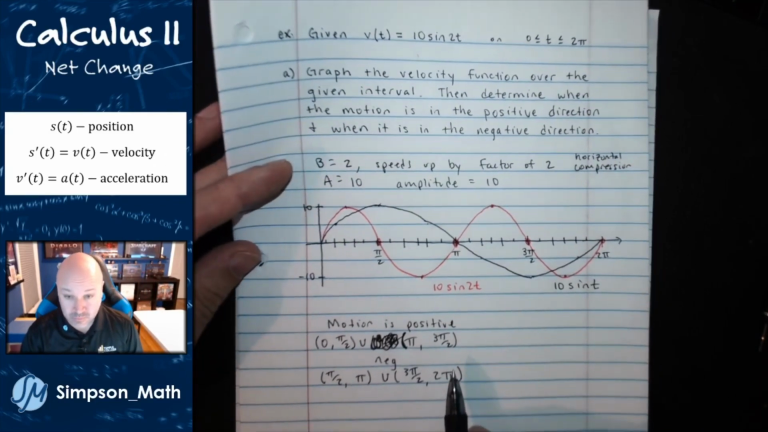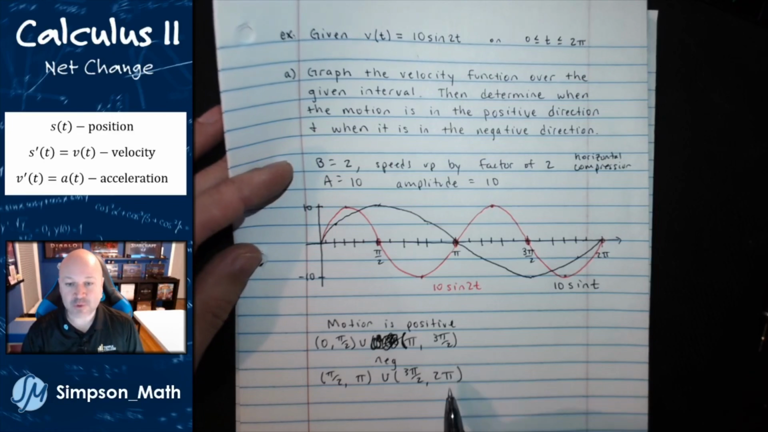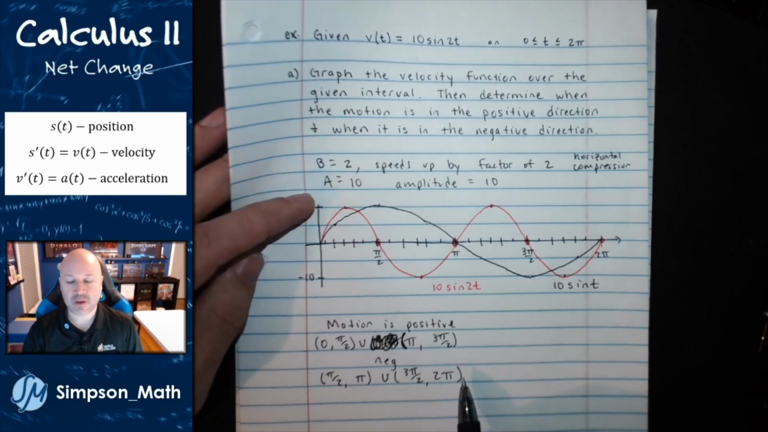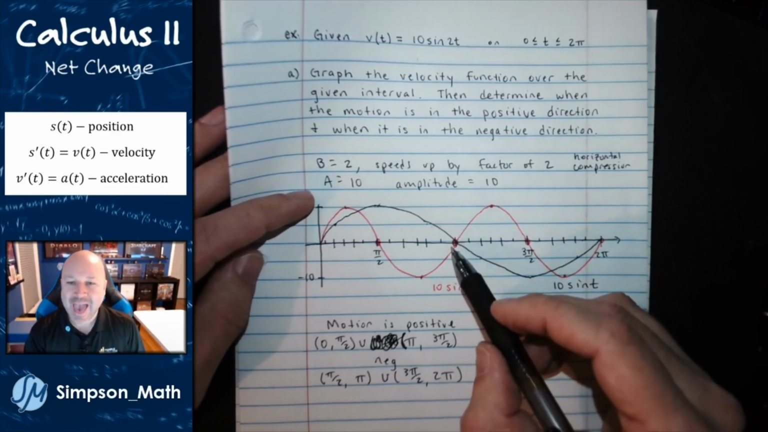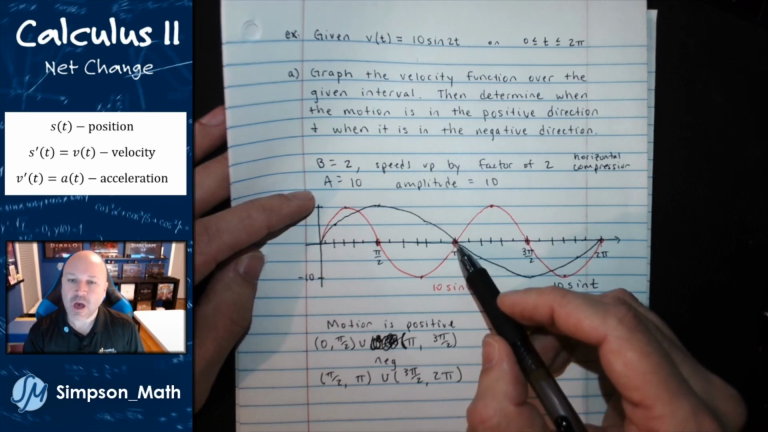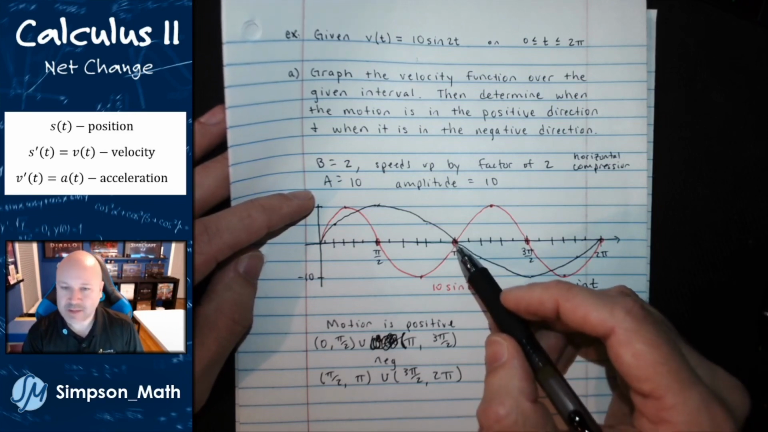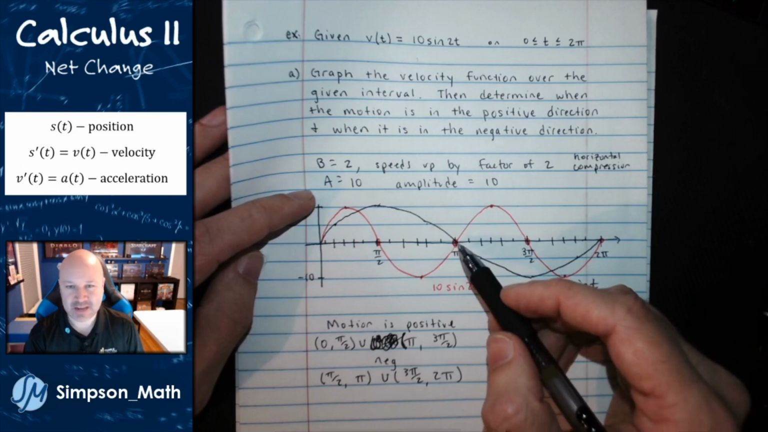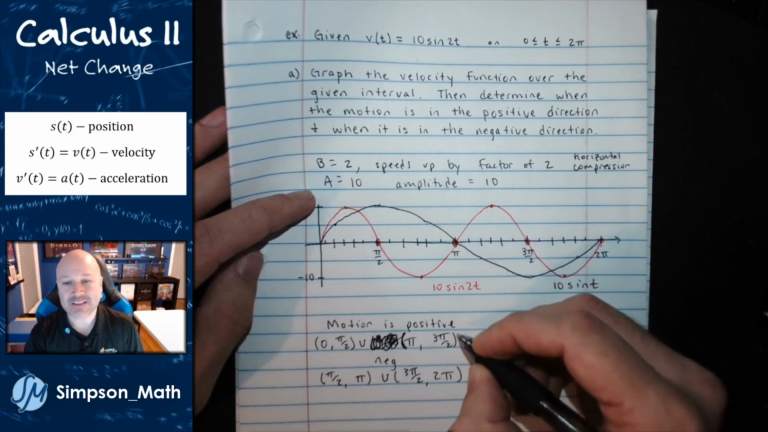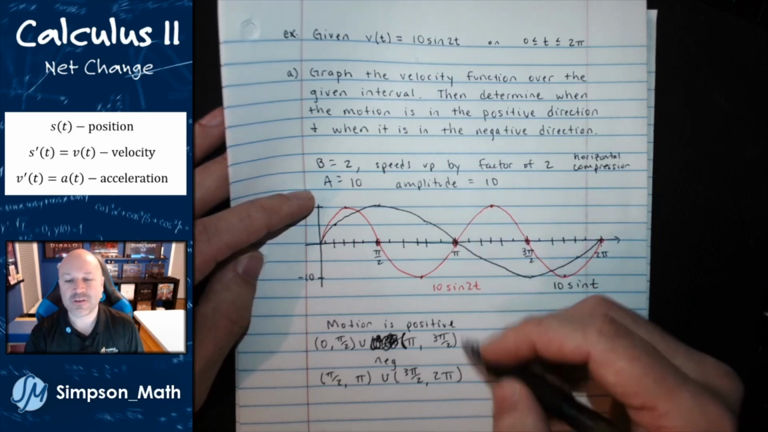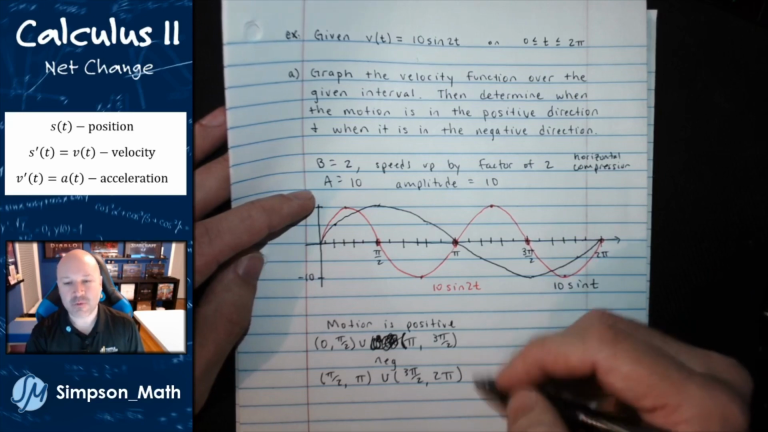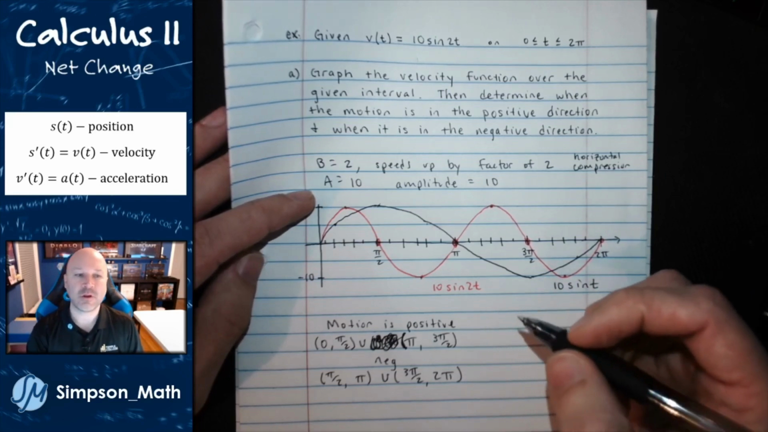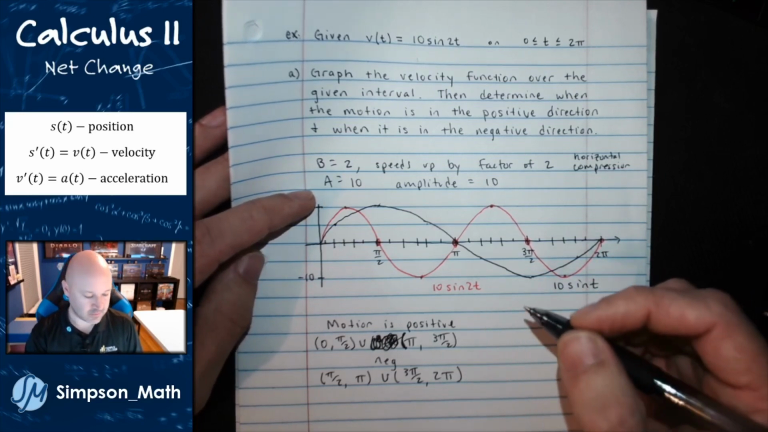Now, I'm using open parentheses here because at pi, I am not moving in a positive direction nor a negative direction. So I cannot use brackets to show inclusion. So these intervals of motion will be using open parentheses, no matter what.